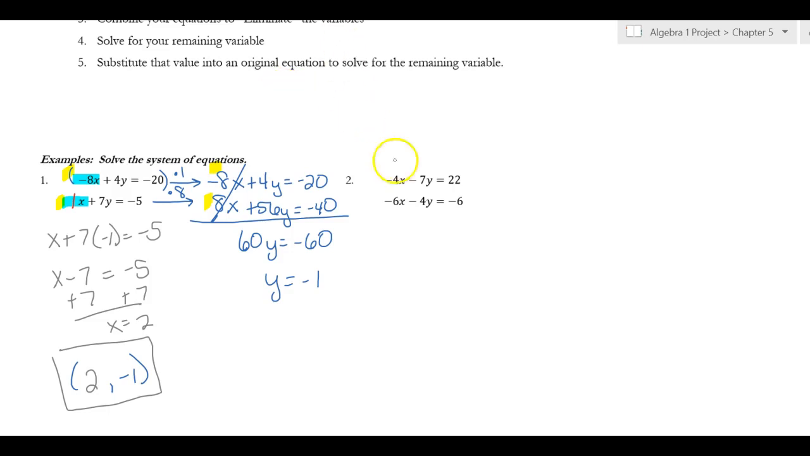All right, when I look at number 2, I have a negative 4, a negative 6, a negative 7, a negative 4. It really does not matter which ones. In total, if I do 4 times 6, that's smaller than 4 times 7. So I'm probably going to get those numbers the same.